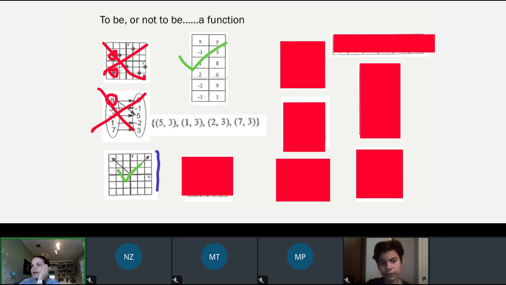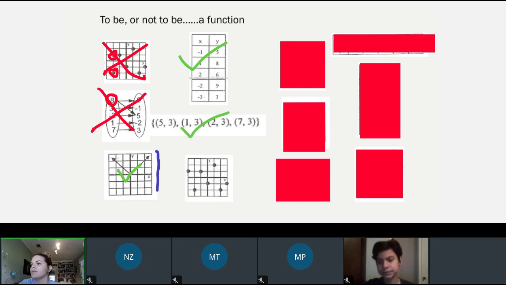All righty. Here is a list of ordered pairs. What do you think? Function or not a function? Good. It is a function. That's right. X does not repeat. Even though it has the same y value for every single x, x doesn't repeat. So that is a function. Good job. All righty. What about this one?